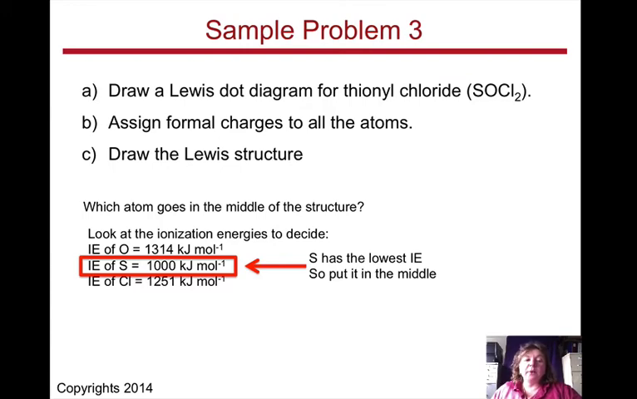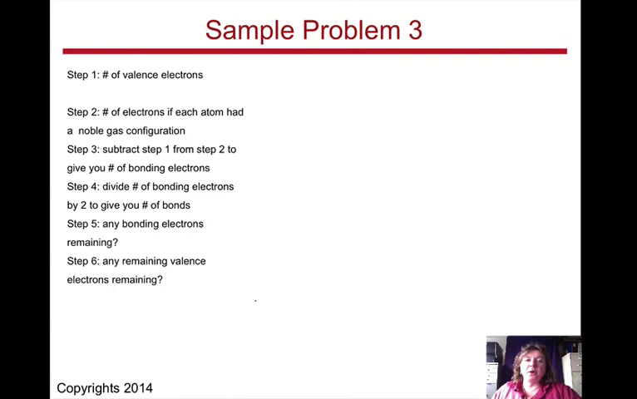So the rule of thumb is pick the element that's got the lowest ionization energy and put it in the middle. So now we've got our skeletal structure, with the sulfur in the middle and the chlorine and the oxygen on either sides. Let's go through and do the problem systematically. Step 1, the number of valence electrons. Sulfur has 6, oxygen has 6, each chlorine has 7. 6 plus 2 times 7 equals 26.